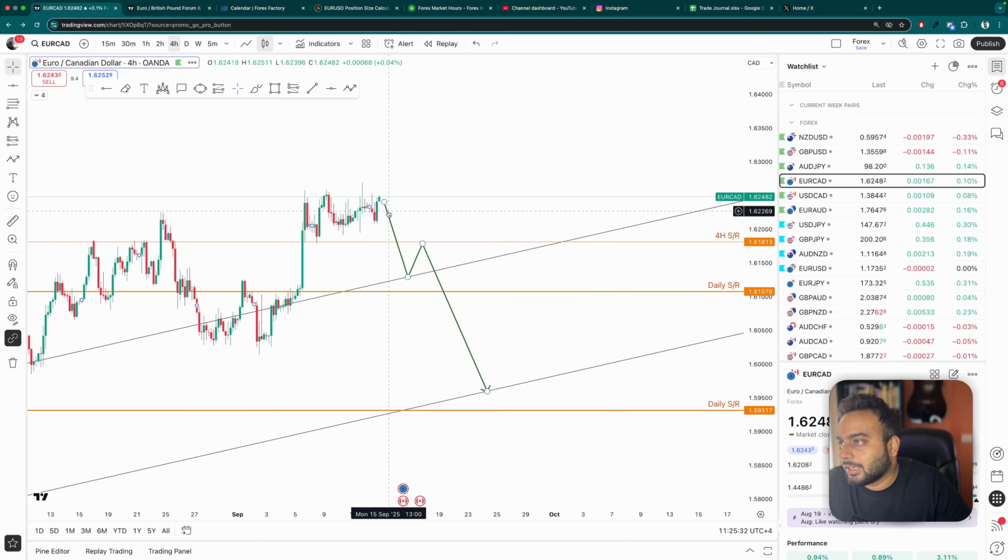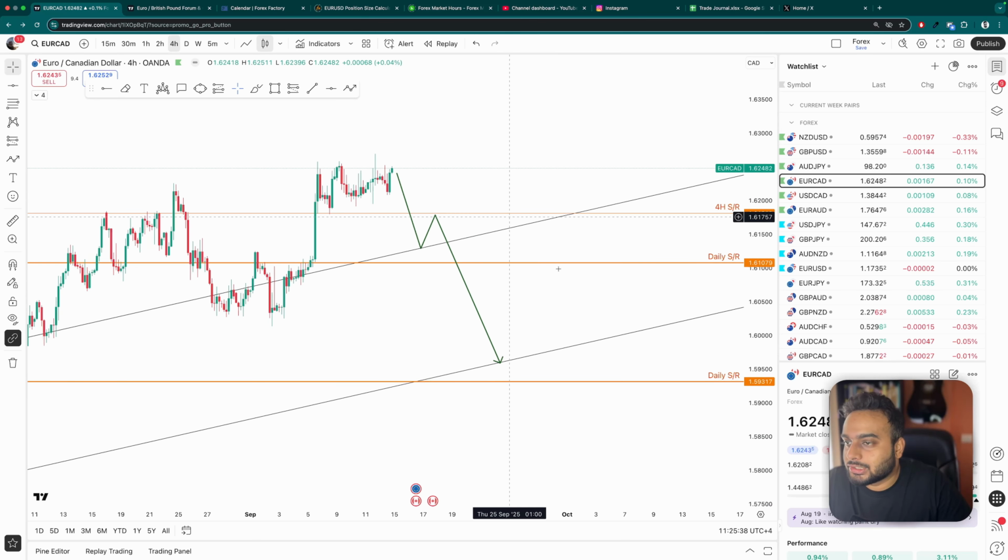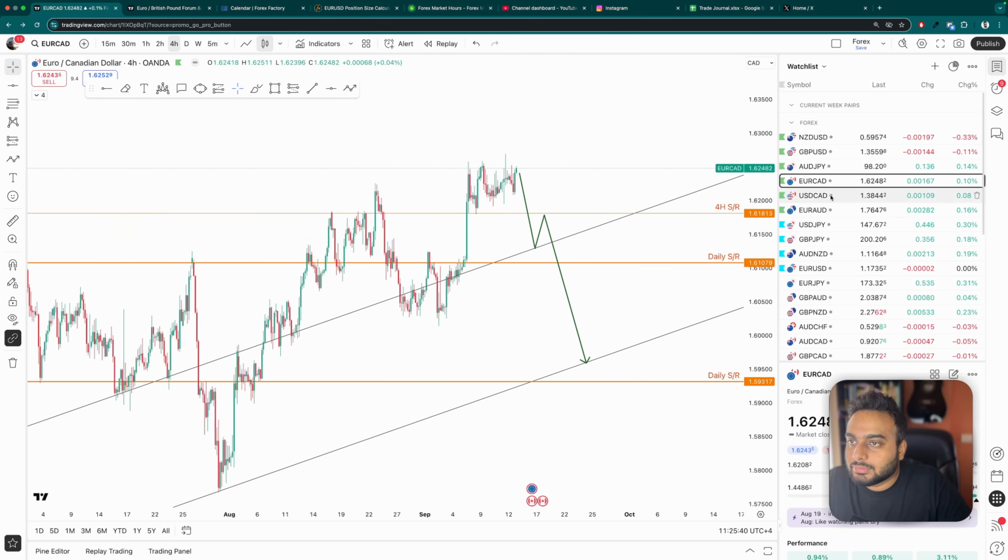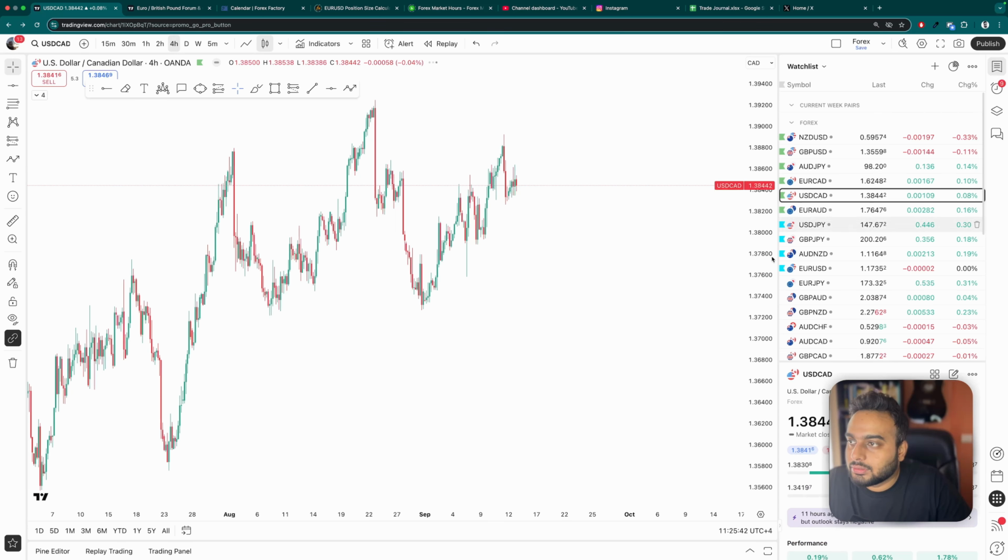Maybe on Monday the price goes a little higher again and then does this. So we'll have a greater price action. Let's see. EUR CAD is good. USD CAD.